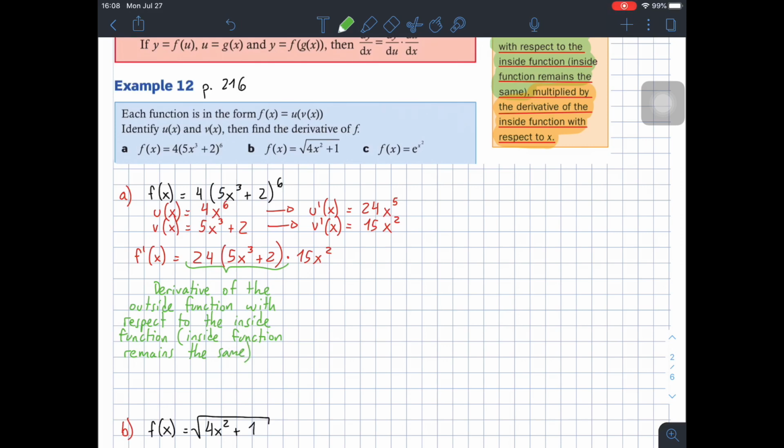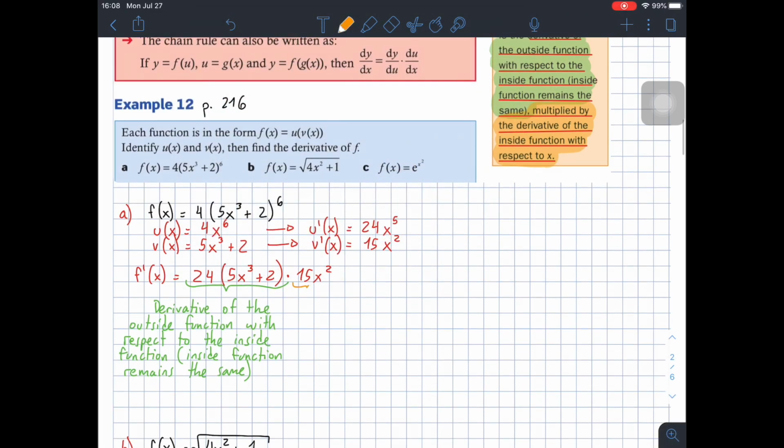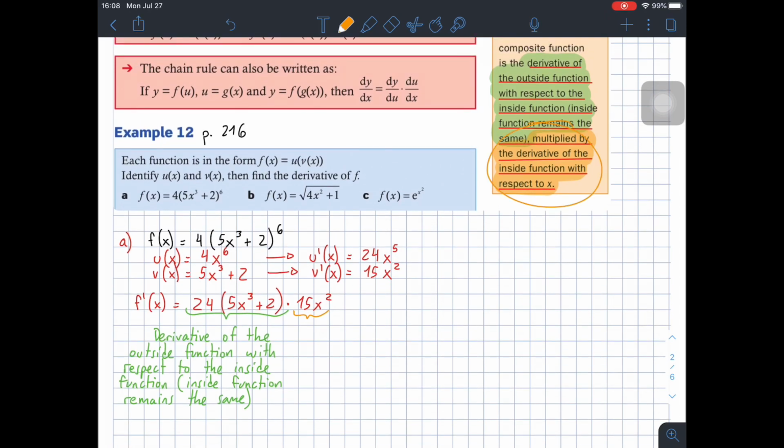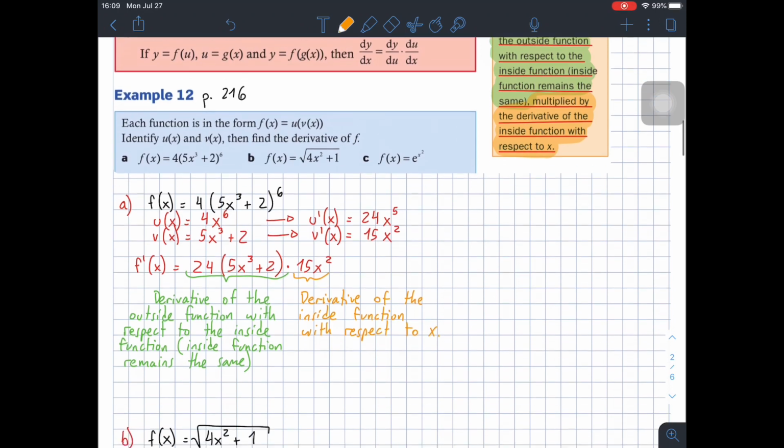Okay, so that's exactly what we did in the green part marked there. And for the orange part, which is this part over here, it says multiplied by the derivative of the inside function with respect to x. So what I just marked in orange is the derivative of the inside function with respect to x. Okay, that's exactly what we do when we apply chain rule.